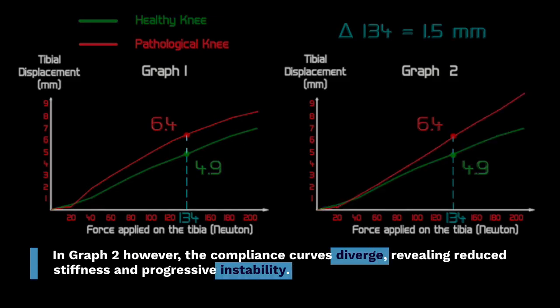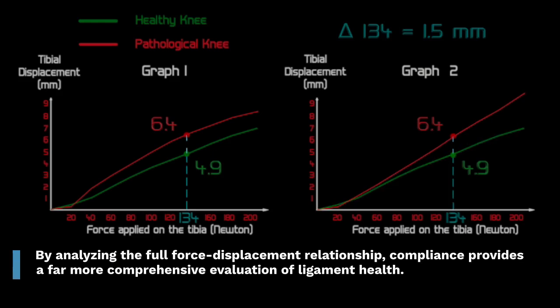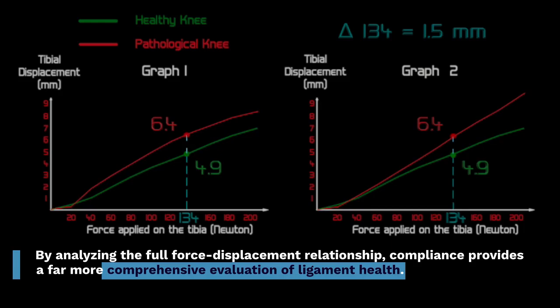In graph 2, however, the compliance curves diverge, revealing reduced stiffness and progressive instability. This dynamic insight uncovers hidden mechanical deficits that static laxity measurements fail to detect. By analyzing the full force displacement relationship, compliance provides a far more comprehensive evaluation of ligament health.